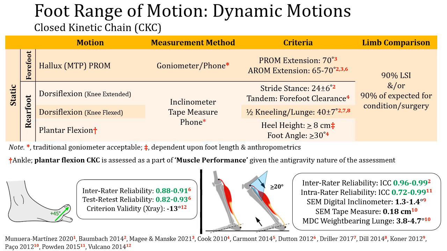And then you can see the reliability for both of the assessments shown, hallux extension as well as dorsiflexion. The reliability is good to excellent, with the standard error of measure, both within appropriate ranges. You can see the criterion for the hallux extension, that the clinical assessment undershoots slightly, at 13 degrees relative to the x-ray, whereas with the dorsiflexion, it's pretty consistent with the digital inclinometer as well as the tape measure, both within an acceptable error measurement.